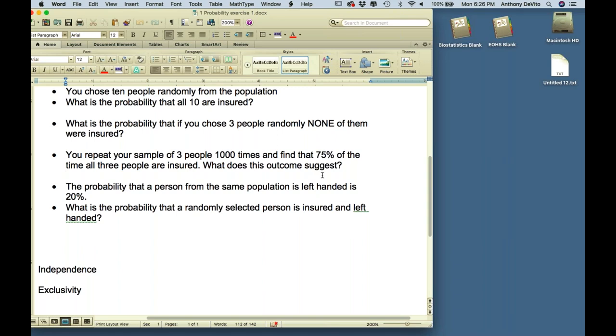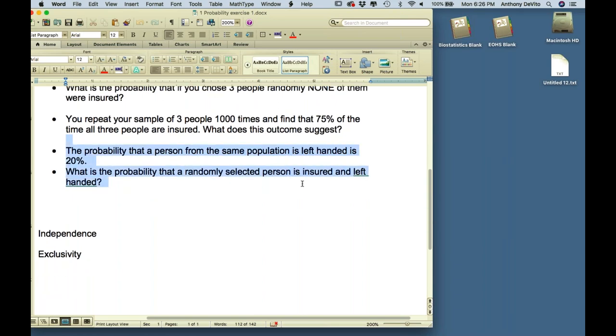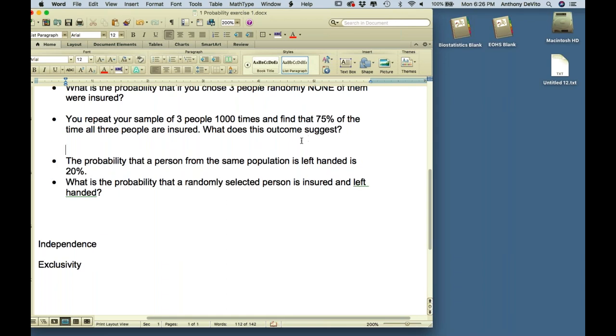Whether or not you get the outcome that you would expect, if you take a large sample and repeatedly do this, for three people being insured. Okay, so keep that in mind, because maybe something will come up in the future that might ask you to think about whether, in a certain situation, an outcome suggests that events are really independent. Okay, so let's take a look at another possibility.